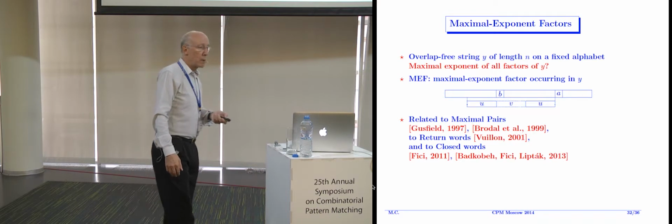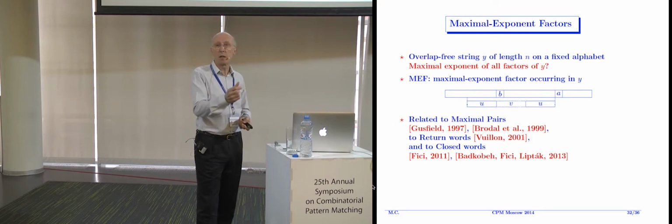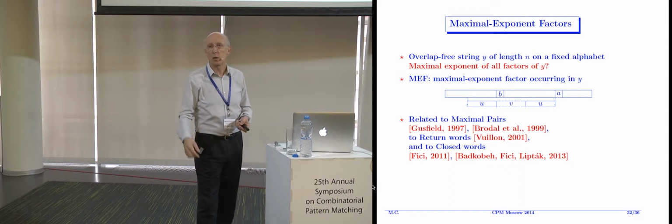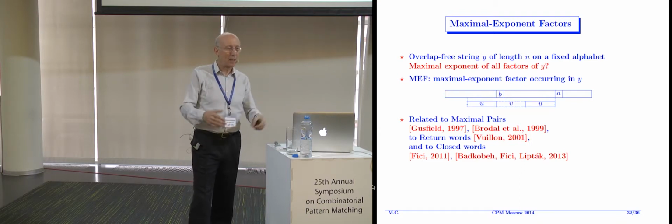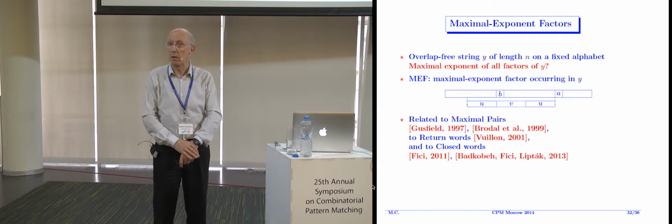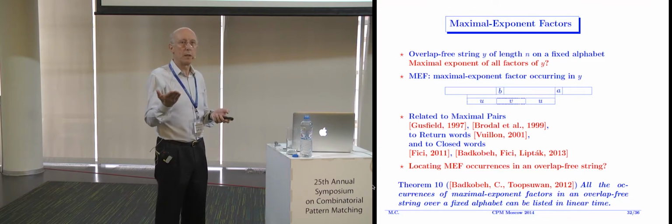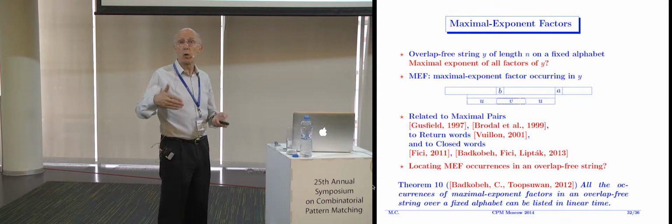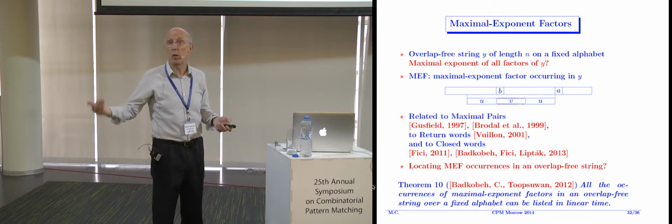This is similar to the notion of maximal pairs considered by Gusfield and by Brodal et al. It's similar to what is known as return words. A return word, uv for instance, is a return word because after reading uv, you find another occurrence of u. It's related to the notion of closed words. A closed word is something of this type, u, v, u, in which you have no other occurrences of u in between the two occurrences that we see. There are two problems indeed. What is this maximal exponent for all the repeats that you can find in the string? I assume that the string is overlap-free, because otherwise you have runs, and you can compute the runs and you have the maximal exponent.